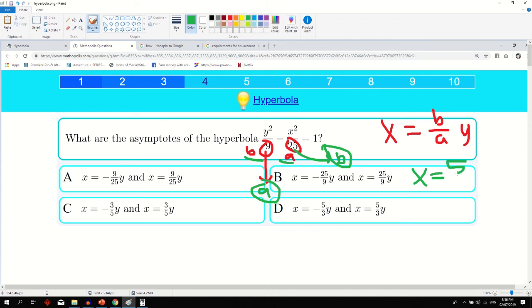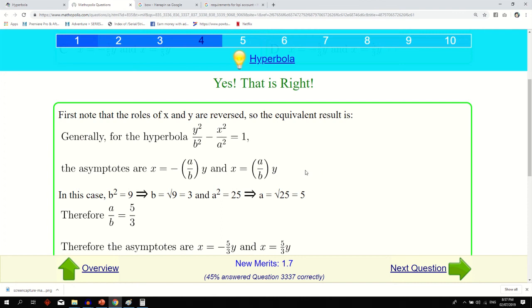So this will be 5 over 3. So it should be positive negative 5 over 3 y. For me, this is the answer, but for the book, this should be the answer. So let's try that. I will try my answer, this D. Oh, I'm correct. You can see that their asymptotes interchange.